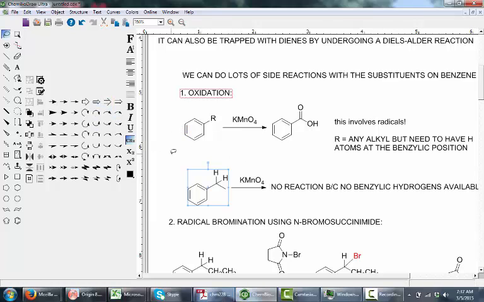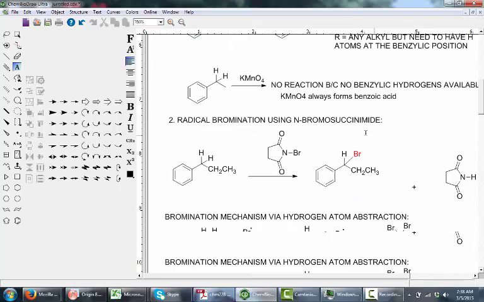Regardless of how long the side chain is, KMnO4 always forms just the benzoic acid. So I can have a 1 carbon side chain that forms benzoic acid. I can have a 21 carbon side chain that also forms benzoic acid. You effectively kick off the rest of the side chain to generate the desired product.